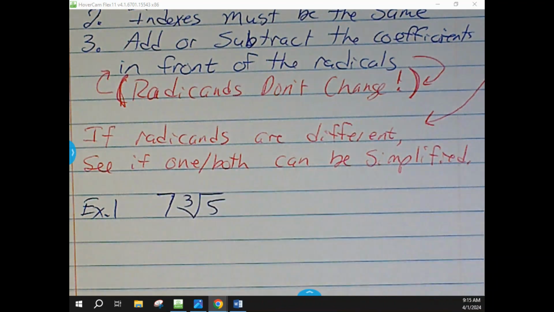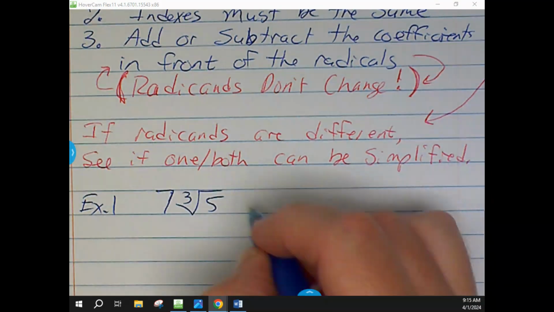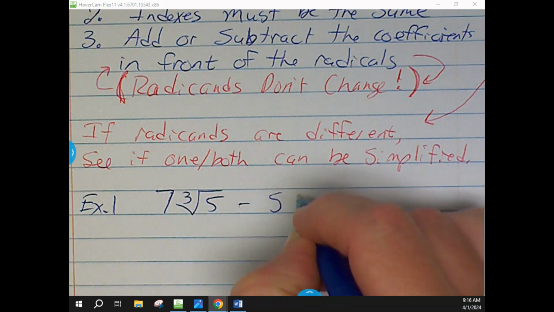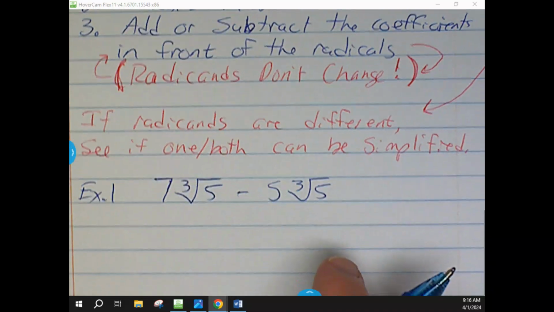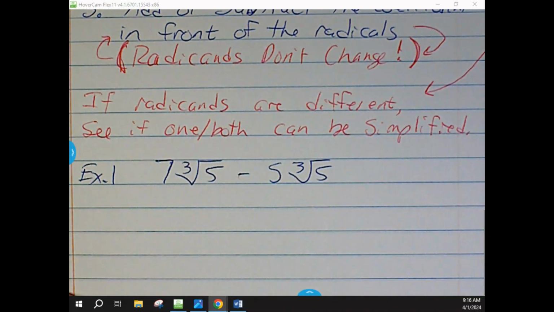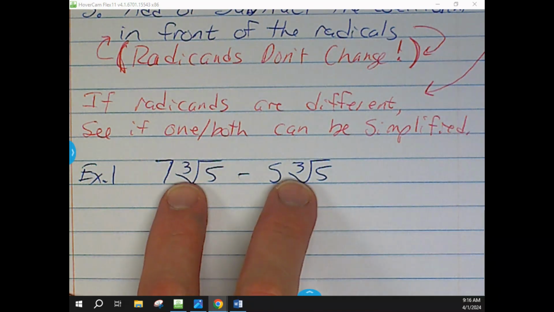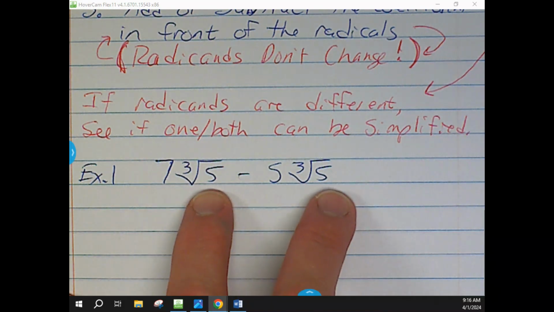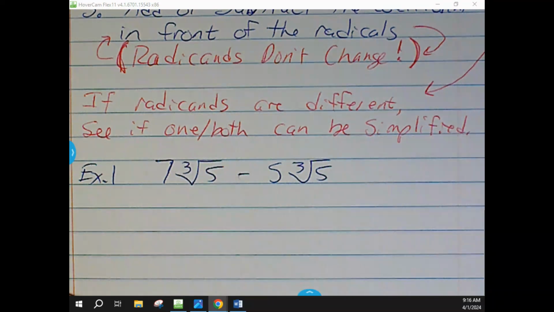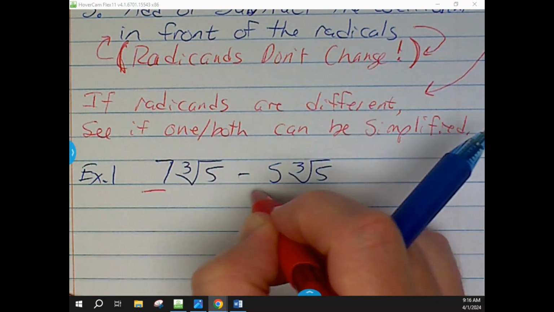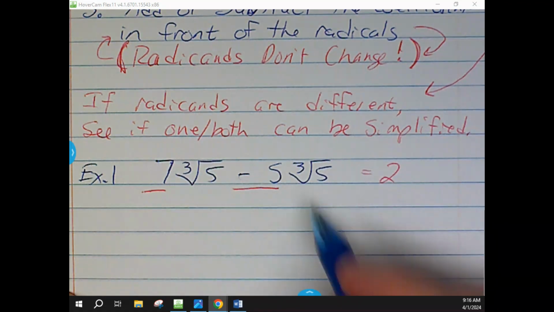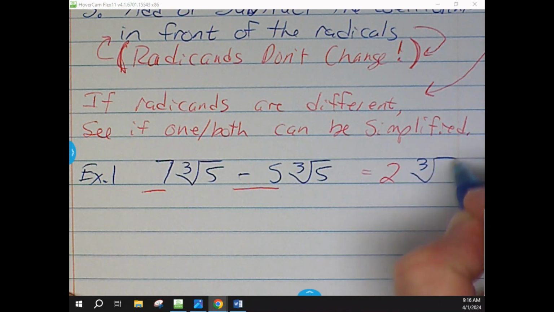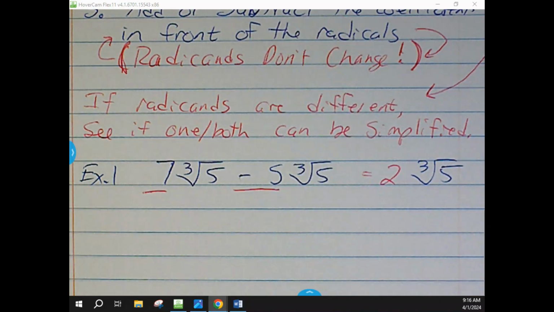So let's say we're doing 7 times the third root of 5 minus 5 times the third root of 5. First thing we're checking for is the indexes are both the same, so we're good there. The radicands are both the same, so we're good there. So now we can just do 7 minus 5, which equals 2. Again, the radicand part does not change, so your answer would be 2 times the third root of 5.